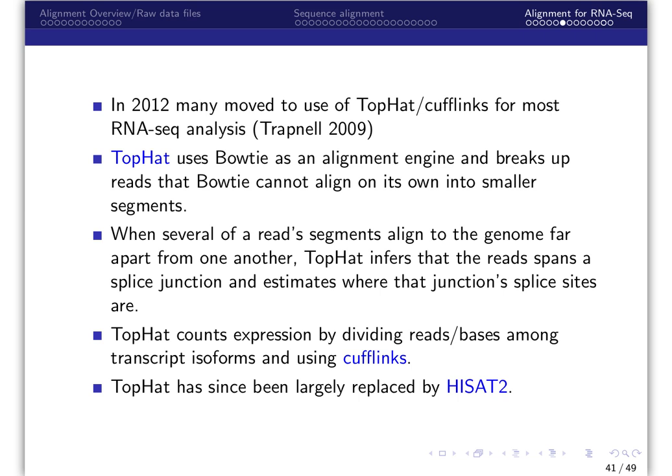Often, these smaller segments, when processed independently, will align to the genome. When several of a read's segments align to a genome far apart, for example, between 100 base pairs and several hundred kilobases from one another, Top Hat infers that the reads span a splice junction and estimates where that junction's splice sites are. Therefore, it identifies splice junctions de novo from gaps in the alignment of reads to the genome.